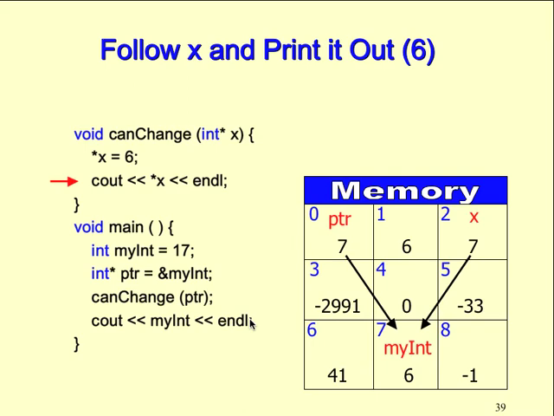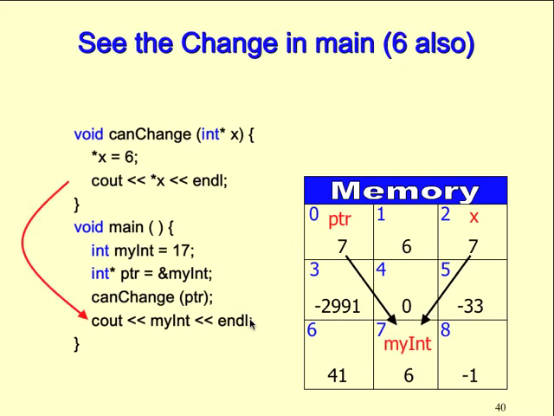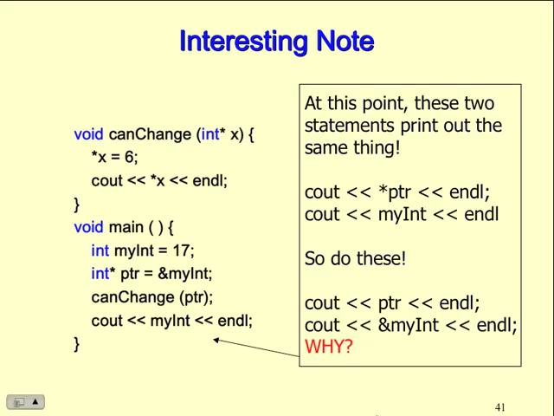So if we follow X and print it out, we're going to get the value of 6 printed to the screen. If we print out my int, we get 6. So if we use my int now, it's permanently changed. We changed it through X, because X was pointing to memory address number 7, and we changed it to 6. Not so hard. Good.